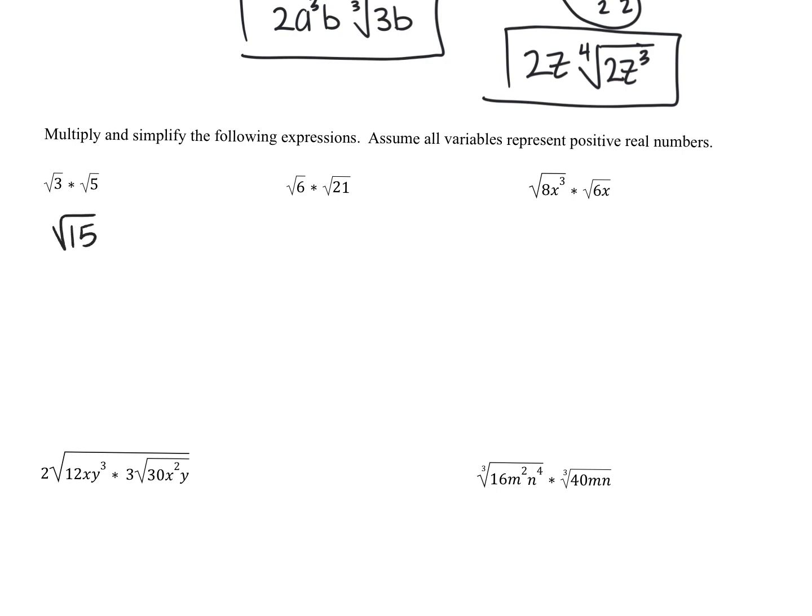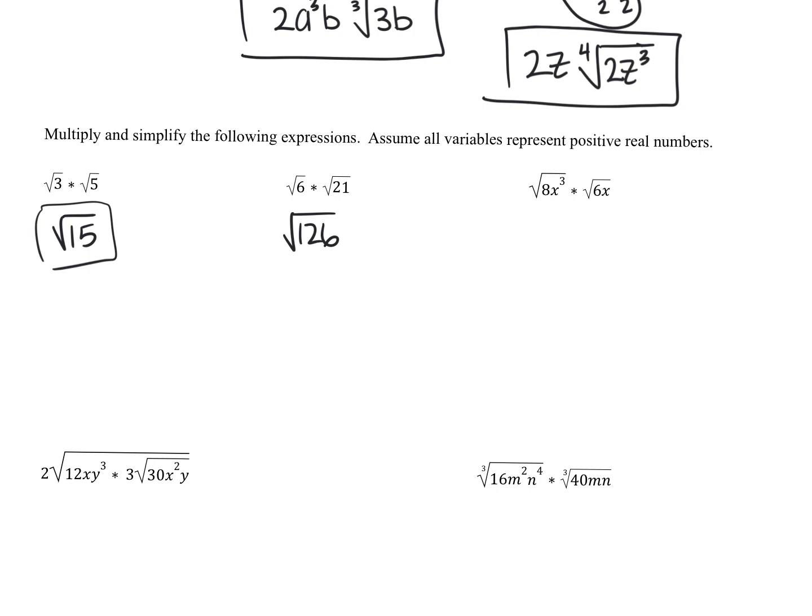Now, if I try to break down 15, it just breaks down as 3 times 5, which are not perfect squares. So that's it. Square root 15. Square root 6 times square root 21. So we're going to do 6 times 21, and we're going to get the square root of 126.